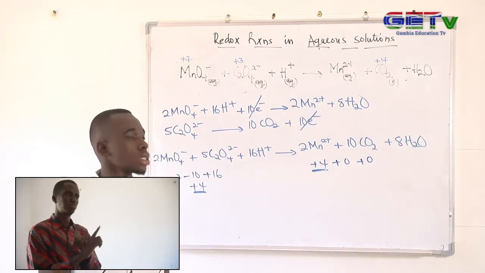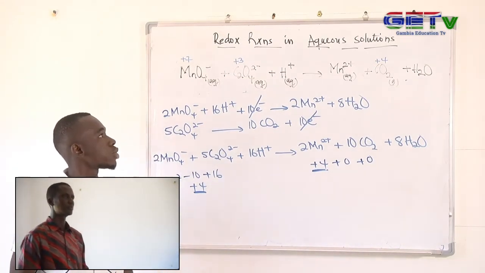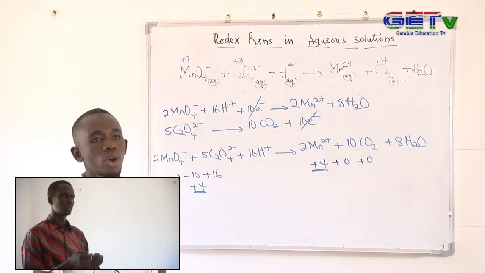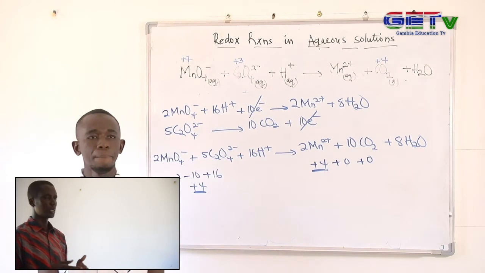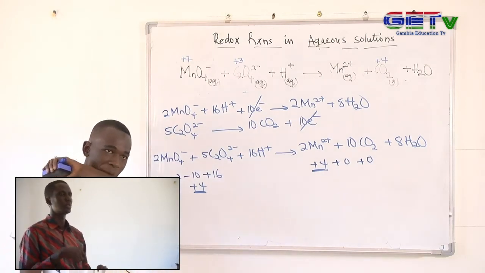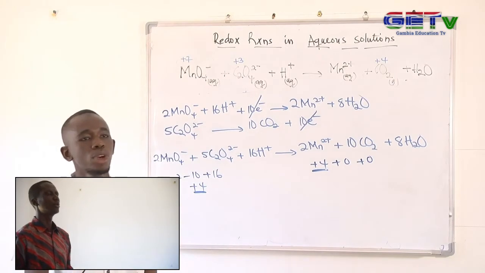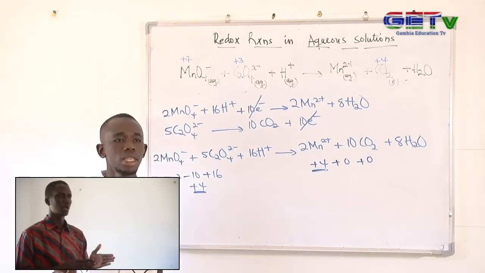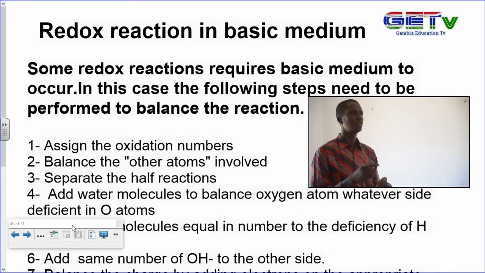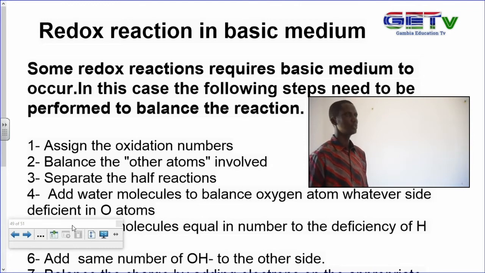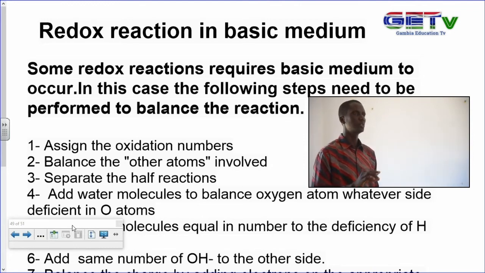Now, that was redox reactions in acidic medium. Now we also have redox reaction in basic medium. Now some redox reactions require basic medium to occur. In this case, the following steps need to be performed to balance the reactions. These are the steps that we need to balance redox reaction in basic medium. One, assign the oxidation numbers. You first try to calculate oxidation numbers of the what? Of the species, so that you will know which species is oxidizing and also which species is reducing.